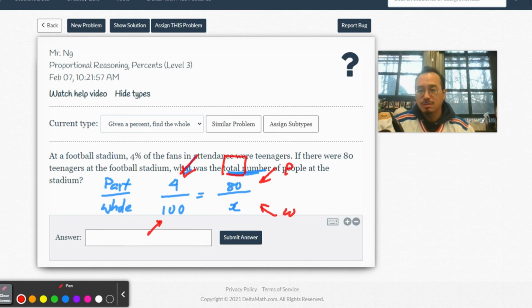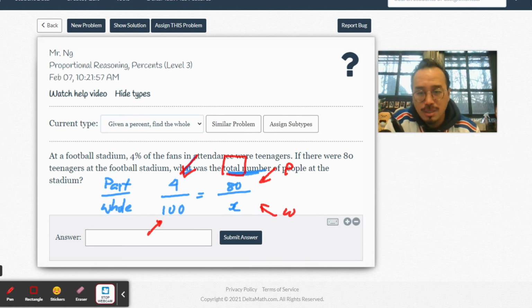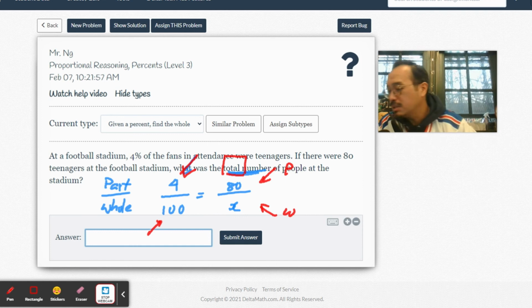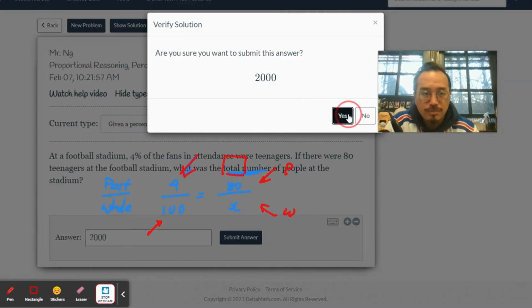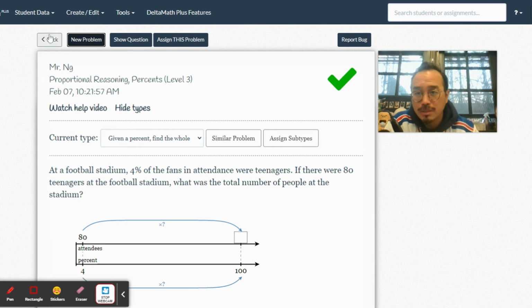So let's see. 80 times 100. That's 8,000. 8,000 divided by 4. That's 2,000. So there are 2,000 people total in the stadium, which is like nothing. Let me type that in. 2,000. Yep, that's it.